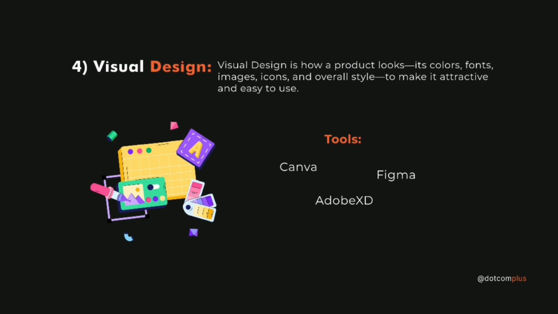The fourth step is visual design, deciding how the app or website looks, including colors, fonts, images, icons, and overall styles. So make it attractive and easy to use. We can use tools like Canva, Figma, or Adobe XD to design how the app looks.